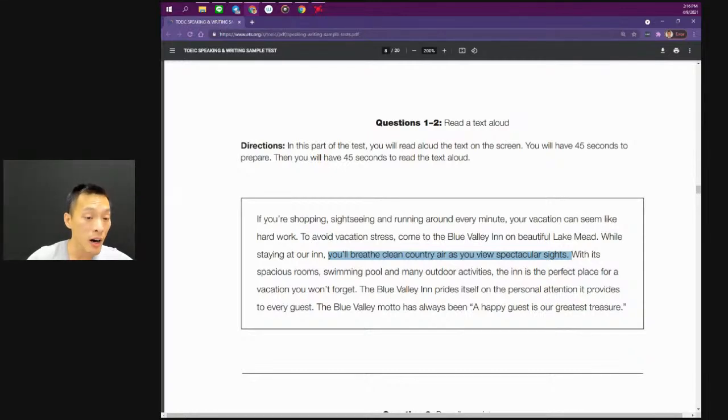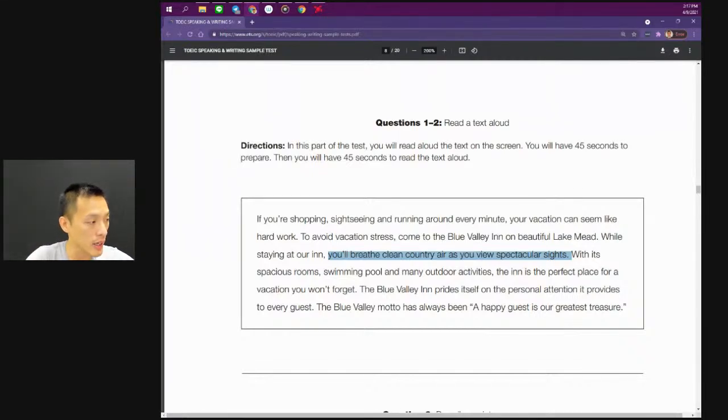So again, go in with confidence, and most importantly, do not use filler words when you read. Do not go, um, if you are shopping, sightseeing, and running around every minute, your vacation can seem like hard work. Don't do that, okay? Because you are reading, you're not supposed to be thinking. They're just testing you on whether you can use the right muscles to do all the pronunciation. If you think you need to pause or slow down, just slow down and pause.